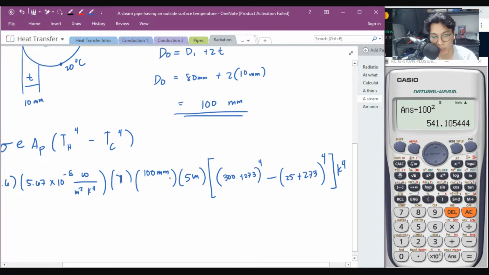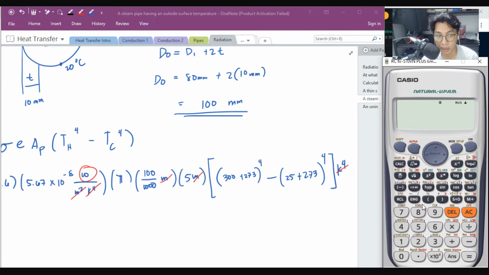Ito, millimeter. Kailangan convert natin to meter. Para maging meter siya, all we have to do is divide na lang natin ng 1,000, kasi there are 1,000 millimeters in every meter. Okay? Tapos, we can say meter na din siya. So, we cancel all the same units para mag-arrive lang is watts. Meter squared, meter. Tapos, yung Kelvin to the fourth. Kelvin to the fourth. Ang natira is watts na lang. So, we can now solve for the value.